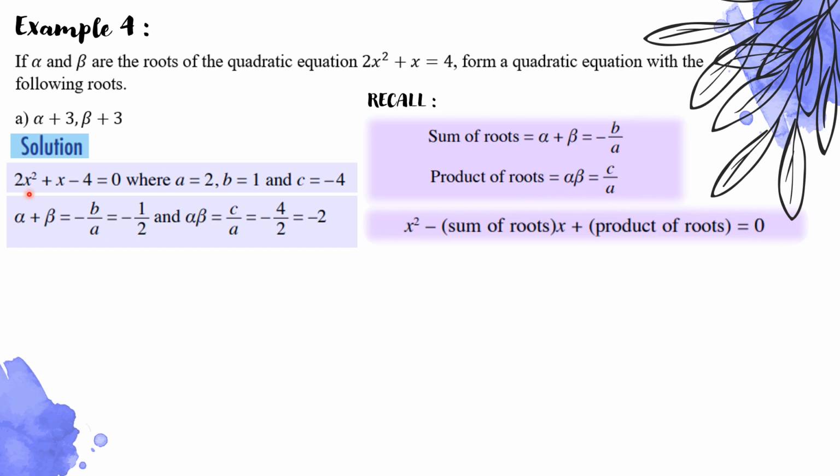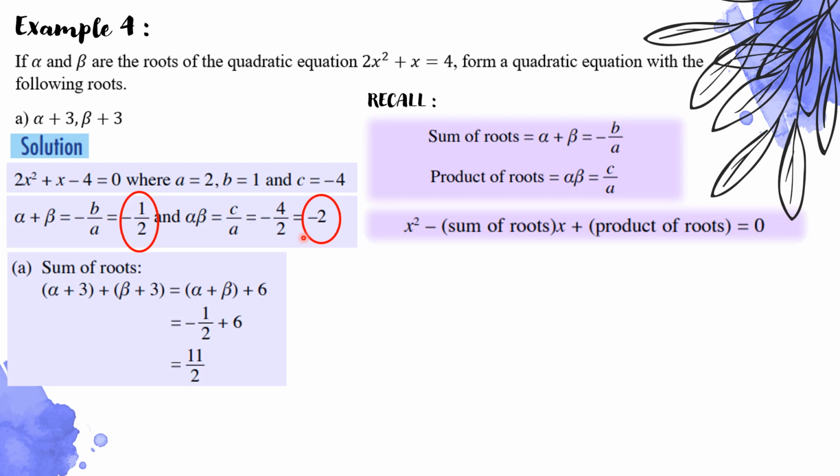Alpha plus beta and alpha beta. Okay, so alpha plus beta is negative b over a, which is negative 1 over 2. And alpha beta is actually negative 2, c over a. Then we move to the first question. Alpha plus 3 and beta plus 3. How do we want to do the quadratic equation?